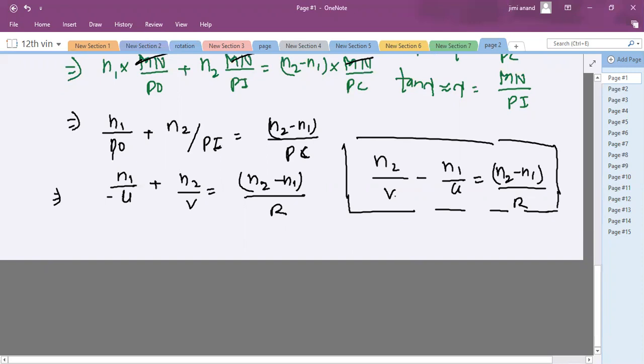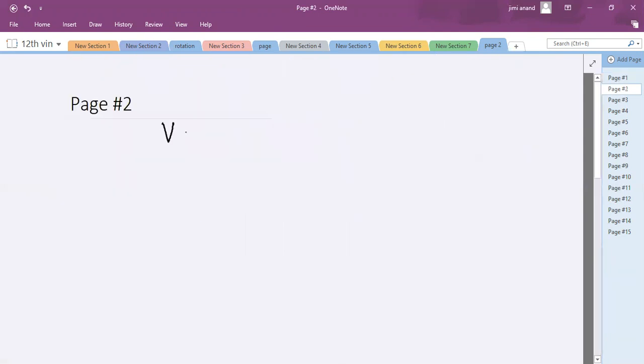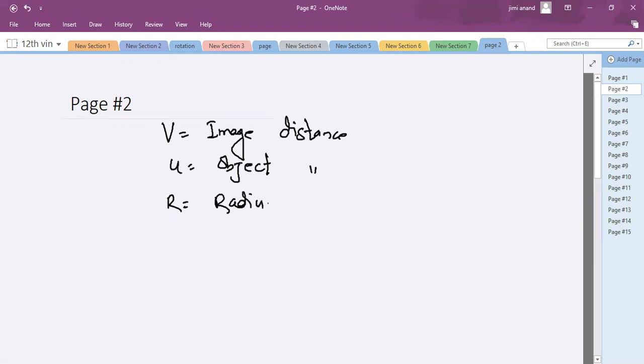So what we have here: N2 and N1, V and U. V is the image distance from the pole, we can say the optical center. U is the object distance. R is the radius of curvature. So we can write here like this: V is image distance, U is object distance, and R is radius of curvature.